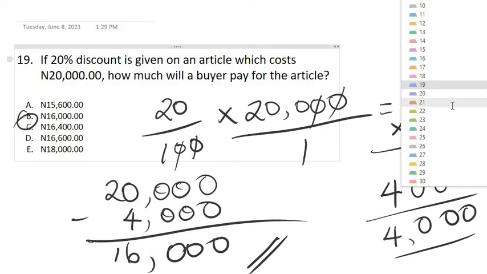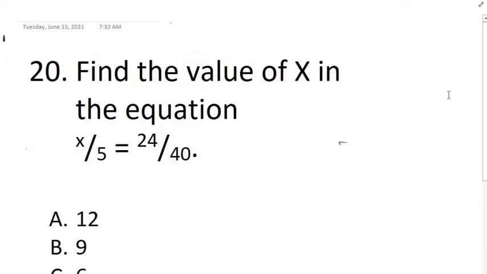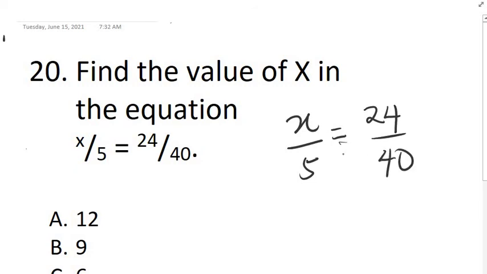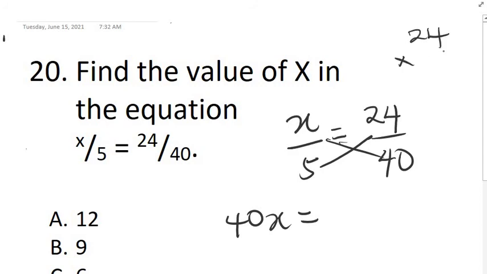Question 20. Find the value of x in the equation. In the equation we have x over 5 equals 24 divided by 40. Just cross multiply. 40 times x will give us 40x equals 24 times 5. 24 times 5. 5 times 4 is 20. 0 carry 2. 5 times 2 is 10 plus 2, 12, 120. 5 times 24 is 120.